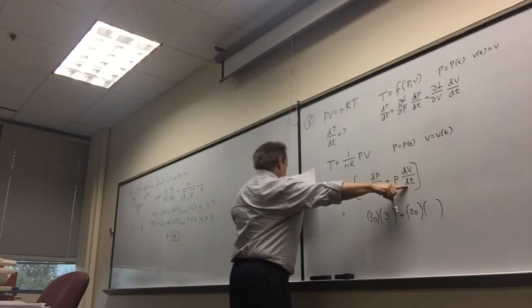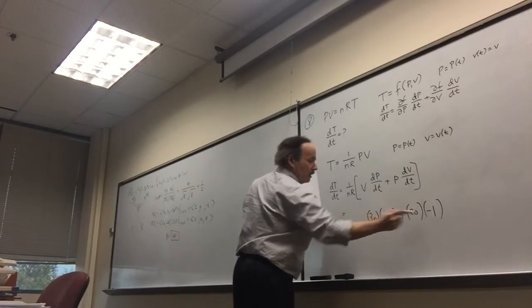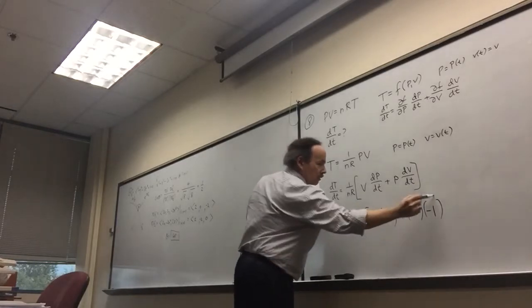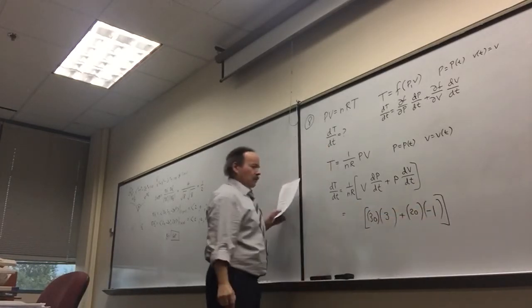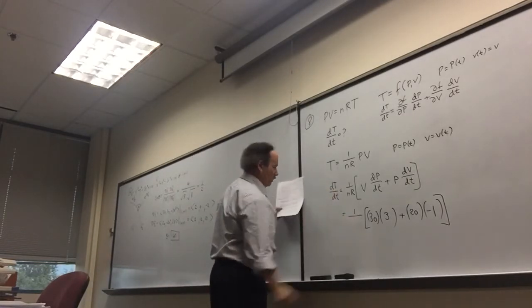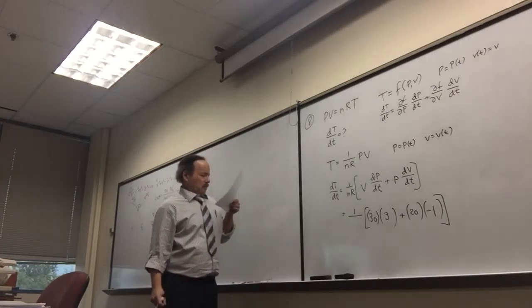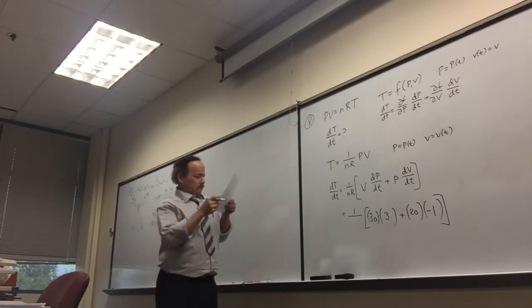So what should you write here? 1 cubic meter per minute. Careful. We have to change it to negative 1. Why? Because it's decreasing. Okay, and the only other thing is this business. What is that? What is it?